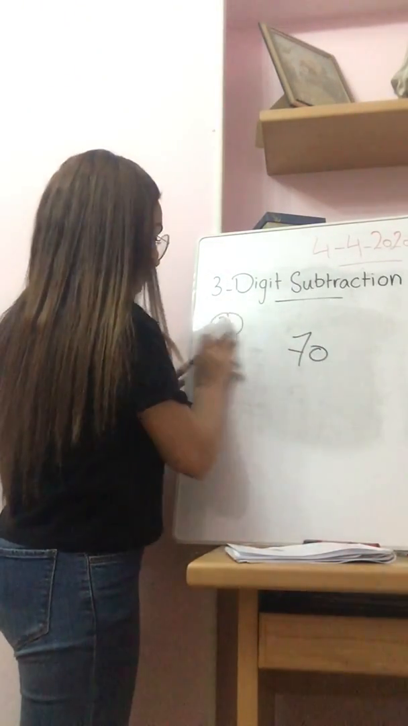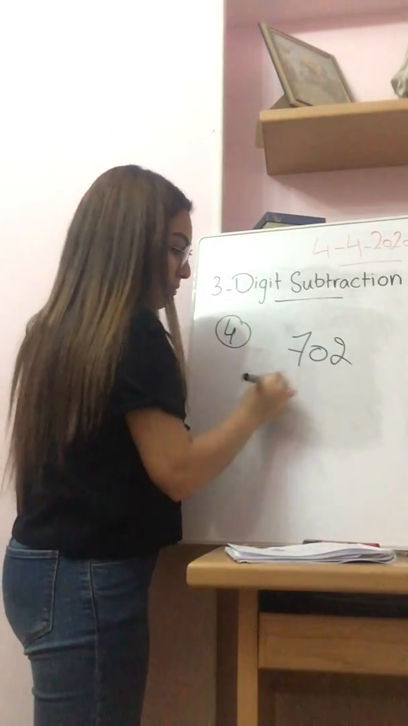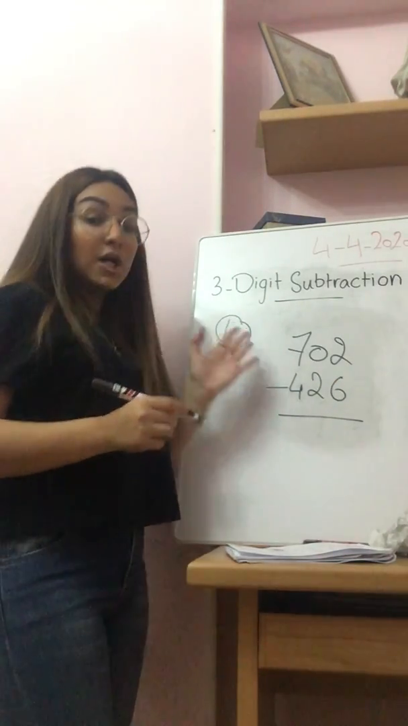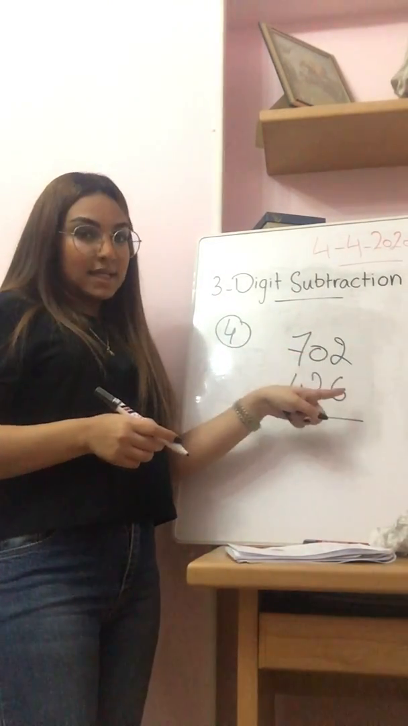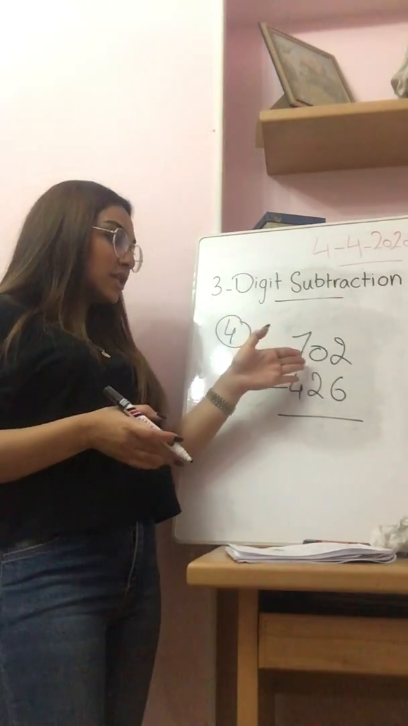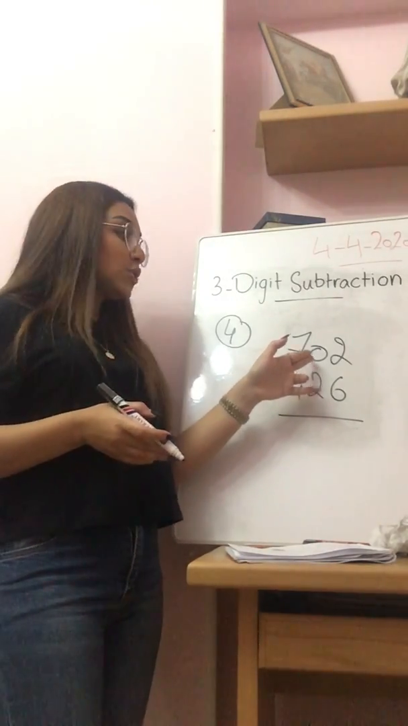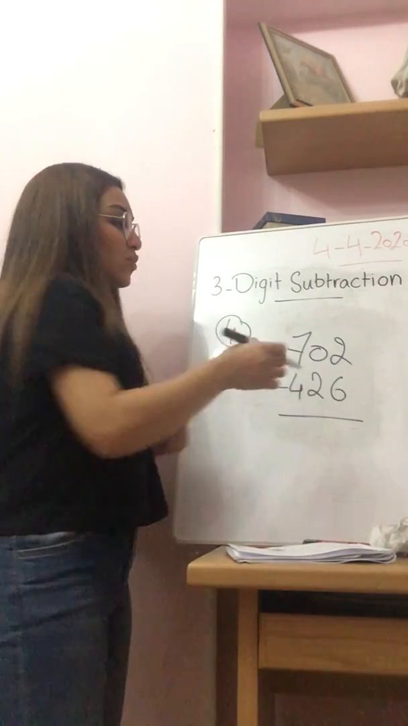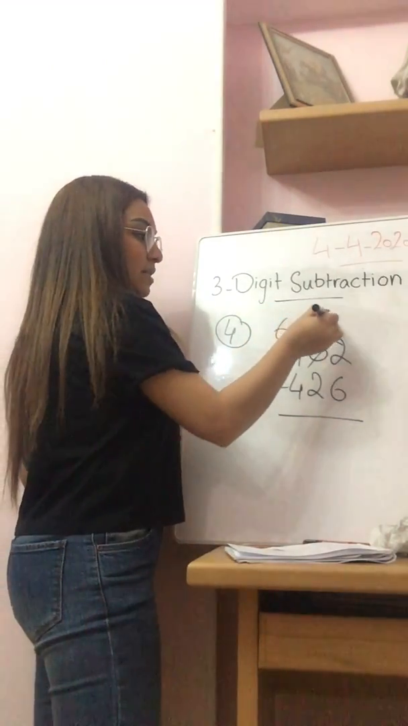702 minus 426. I want this to be clear enough, so please pay attention. 2 minus 6, we cannot subtract because the 2 is smaller than 6. So we are going to look at the 0. Can I take anything from the 0? No, I can't. So I'm going to look at the 7. Obviously, I can take a 10 from the 7, so I'm going to cross out the 7. It's going to be 6, and the 0 is going to be 10.